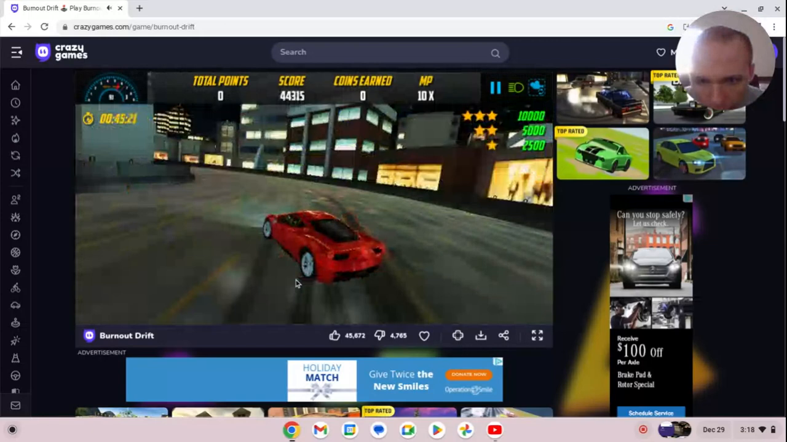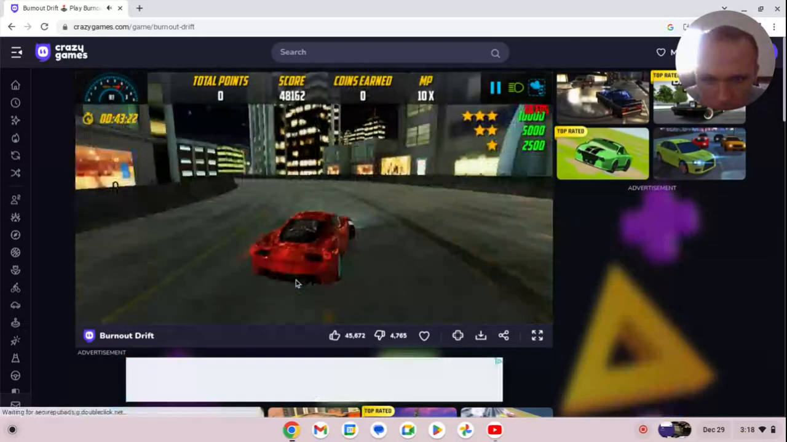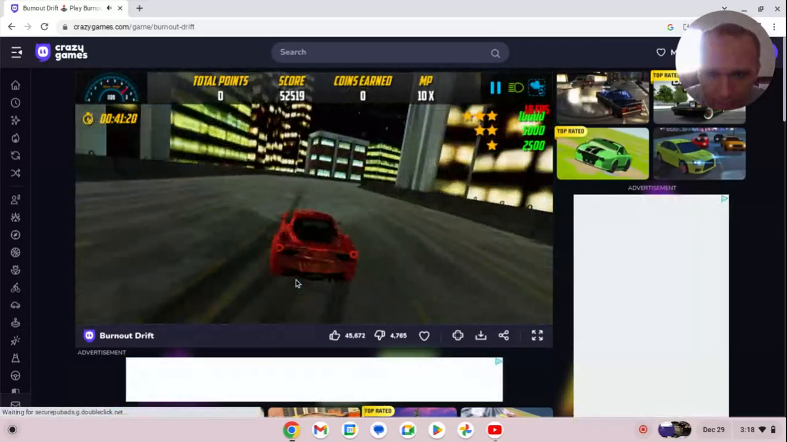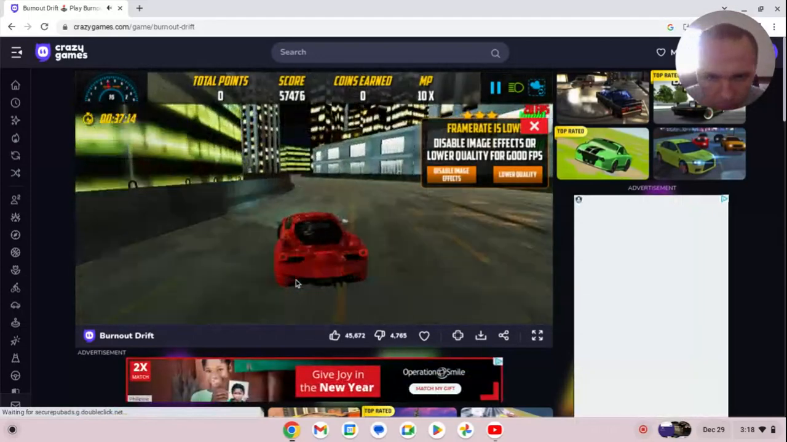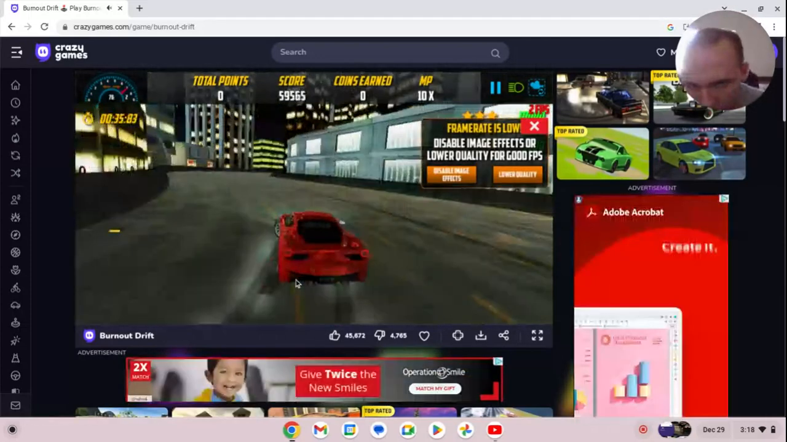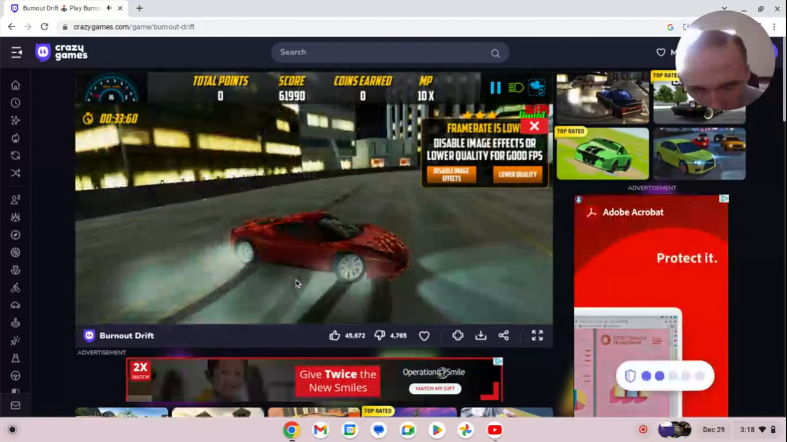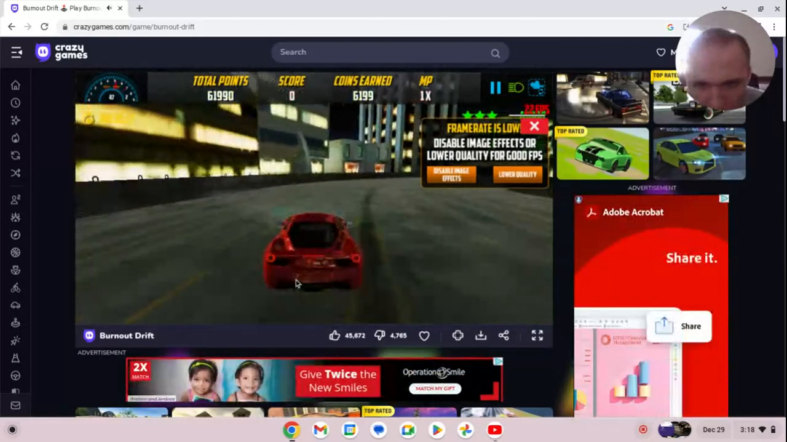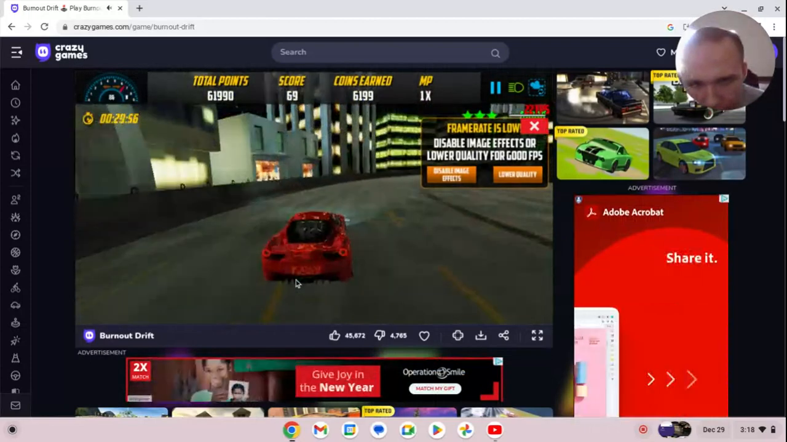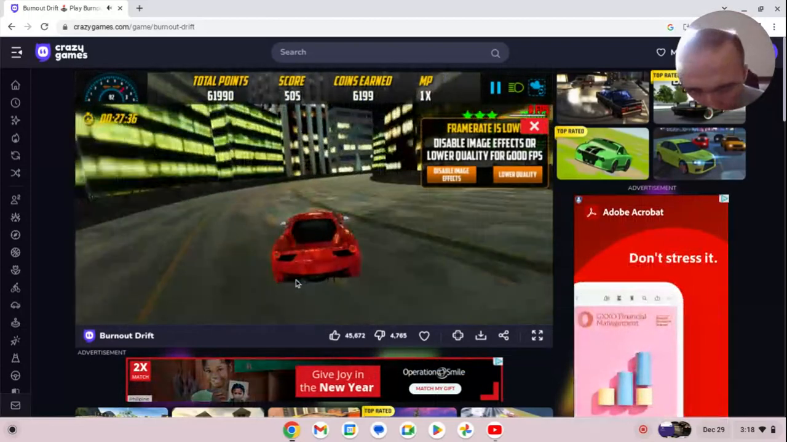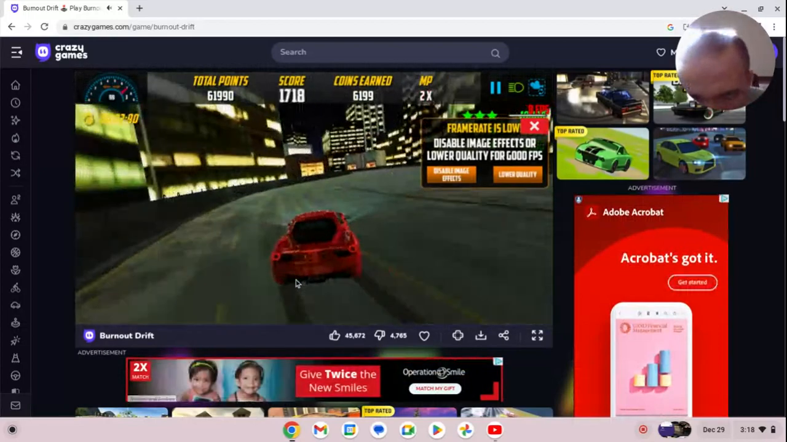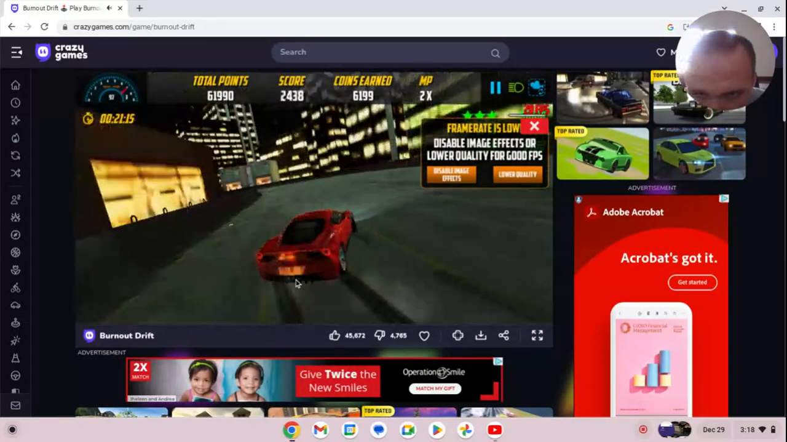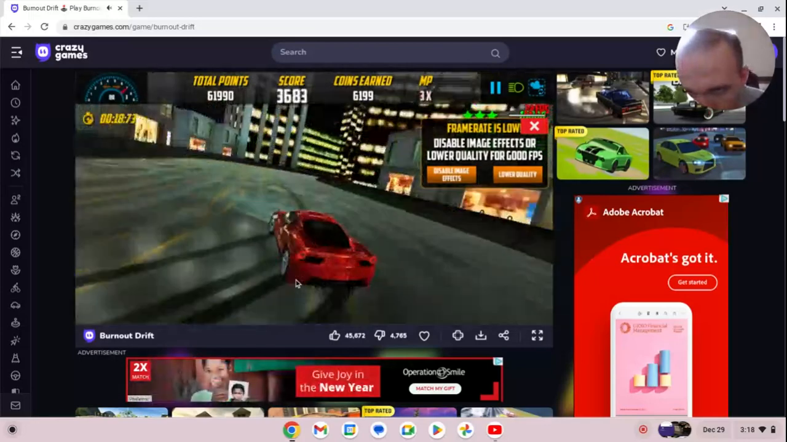Still well. I mean, it handles well, it drifts well. It's a Ferrari. I mean, did a complete 360, the frames per second slowing down. Turned around in the other direction.